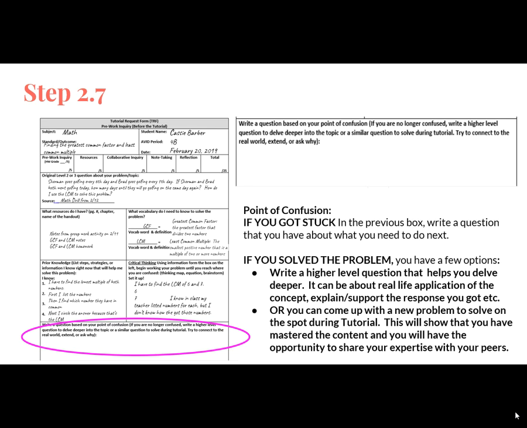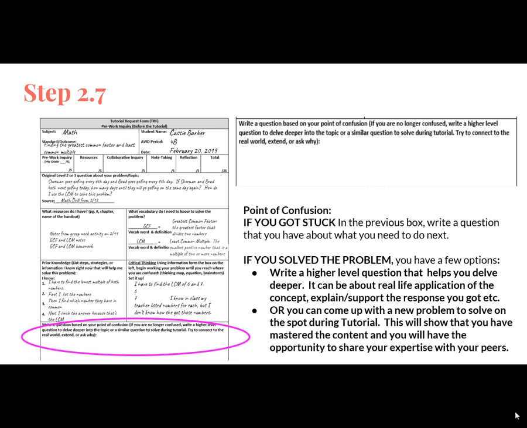Then I follow up in the last box with my point of confusion. What do I do with the two numbers, 6 and 7, to get that list of multiples? So if you get stuck in the previous box, write a question that you have about what you need to do next. If you solve the problem, you can write a higher level question that helps you delve deeper.